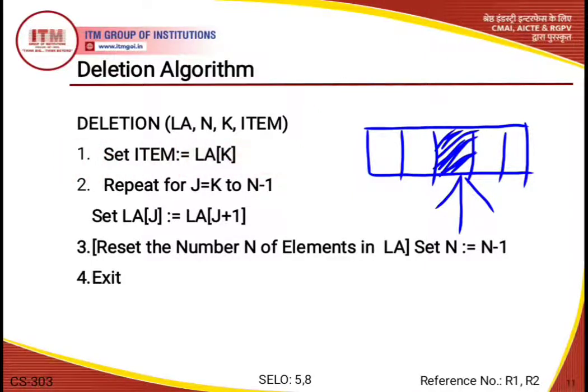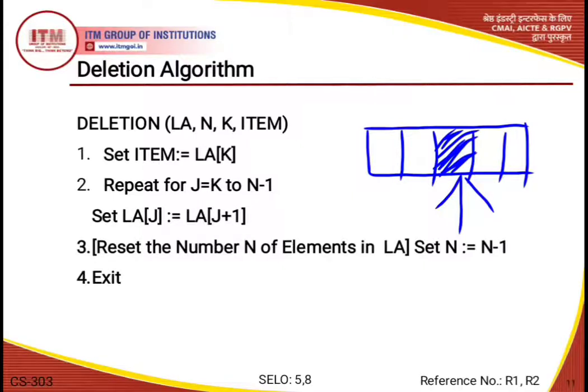Here the meaning is simple. First of all we choose the item which we want to delete, which is equal to the Kth element. Okay, and then repeat for J equals K to N minus 1. The simple meaning is that when we choose the item which we want to delete, we have to apply the procedure till N minus 1, so after deletion the last position is now N minus 1. Then set LA[J] equals LA[J plus 1].